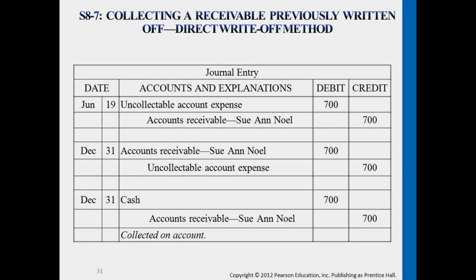The second and the third entry, after half a year, customers came back to us, paid us back the money. We reverse the previously written off entry, debiting accounts receivable, crediting uncollectibles. Third entry, we collect the cash, so we increase cash, reduce accounts receivable immediately. So the purpose of this really is just to erase the previously written off entry, and then this is a normal cash collection entry.